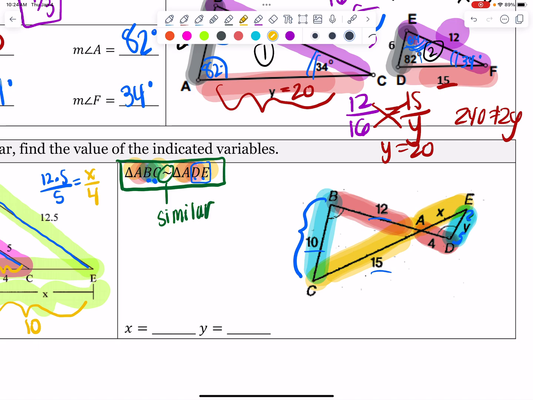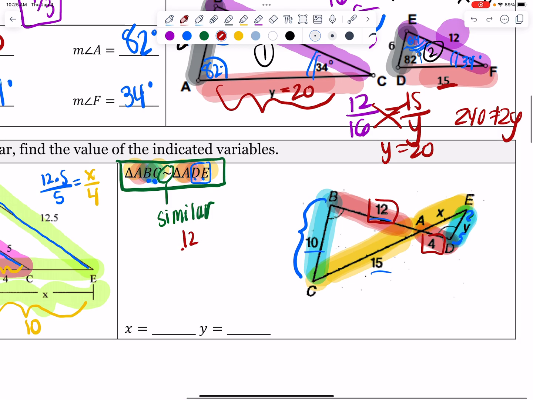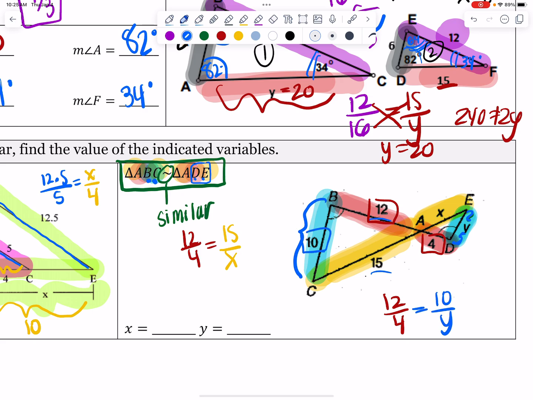So what are the only ones that both have numbers? The 12 and the 4. So I'm going to go 12 over 4 should be equal to the same way that I went 12 over 4, so left and right, that 15 relates to x. And then you could do that again. 12 over 4 should be the same way I went left to right, that 10 relates to y. You would cross multiply and you'd get 3.3 repeating for y. And then for your x value, you would get 5.